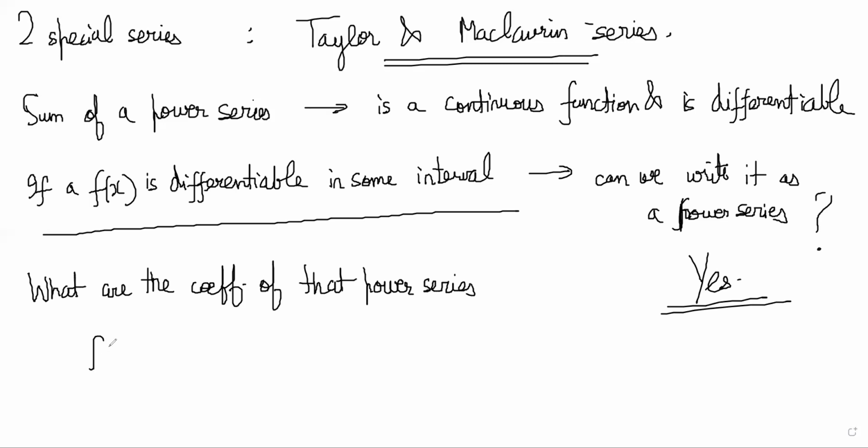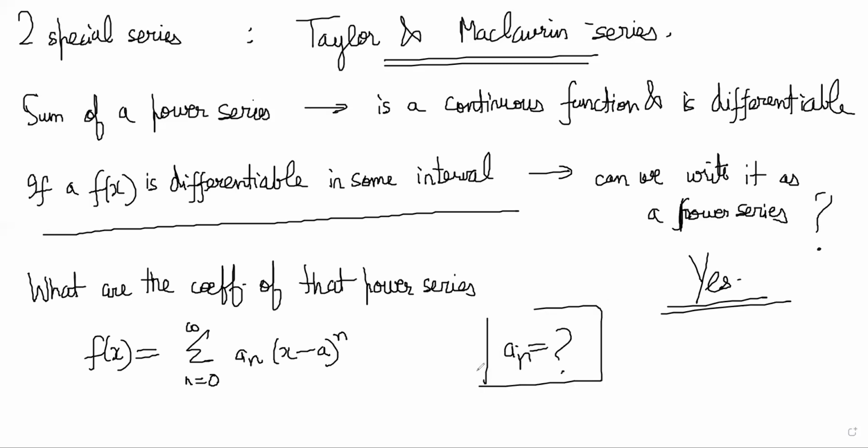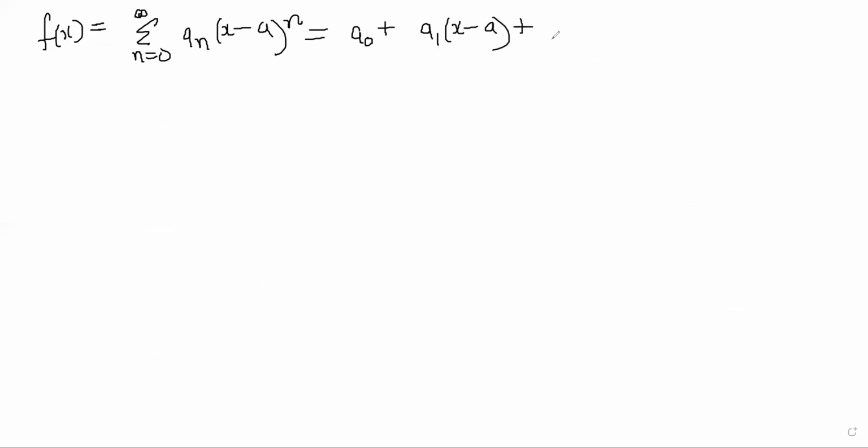So what we are saying is f(x), if it is differentiable in some interval, can be written as the summation of n equal to 0 to infinity, let's say an (x minus a) to the power n. Our question is, what are the an? Now that can be gotten quite nicely. I will just show you the derivation quickly. So if f(x) is equal to the summation of n equal to 0 to infinity an (x minus a) power n, the series looks like this: a0 plus a1 (x minus a) plus a2 (x minus a) whole square and so on.